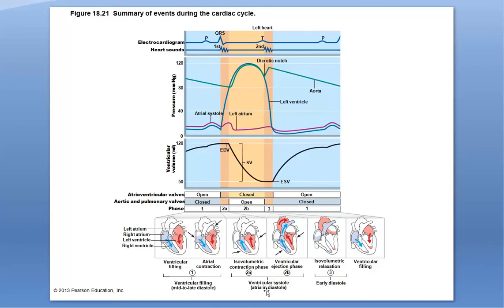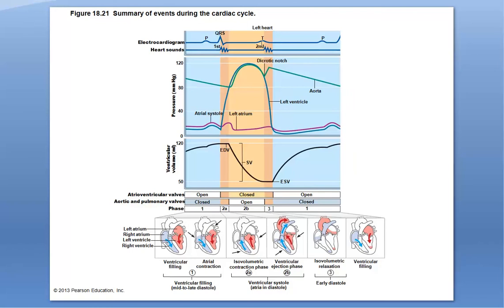In the second phase, ventricular systole, at the end we see atrial diastole. During ventricular systole, we see that the ventricles are filling with blood. Close to the end, right before ventricular ejection, we see the dicrotic notch. The dicrotic notch occurs because of closure of both the AV and the semilunar valves. The semilunar valves being louder, we hear the second heart sound.